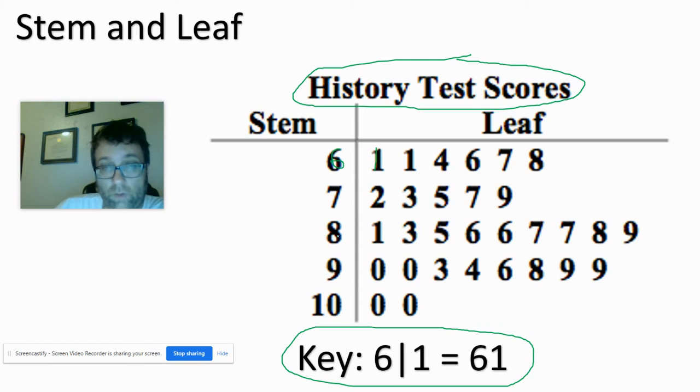Let's change the 6, go 8. The 8 and let's say the 1 would be 81. The 9 and, let's say the 0 would be 90. Now you have 2 of them. That means there is 2 90s.